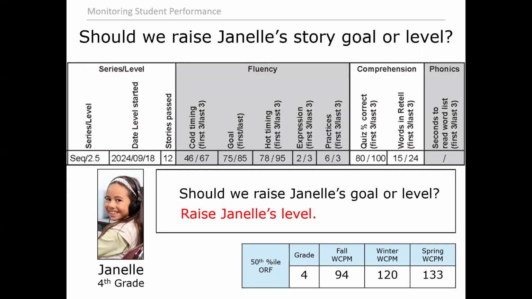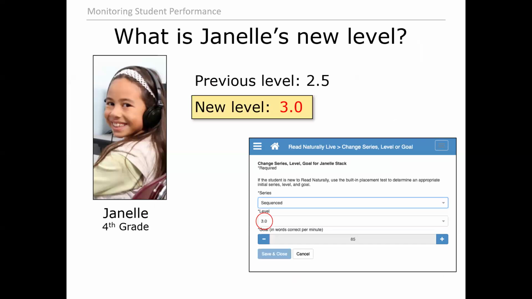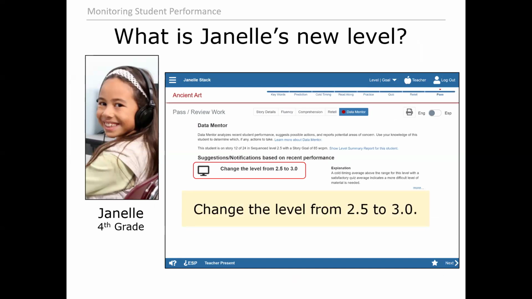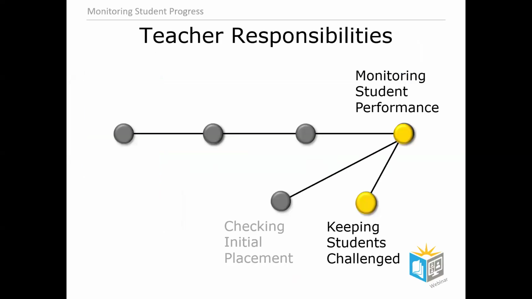So if a student is on a soar, if they're on a fast increase of growth, take advantage of that and be more aggressive with your challenges. Okay, so in Janelle's case, we would make that change to 3.0. Data Mentor would provide that suggestion to you, and you could click that accept button, and the change would be made. All right. So that is all of our information on keeping students challenged.